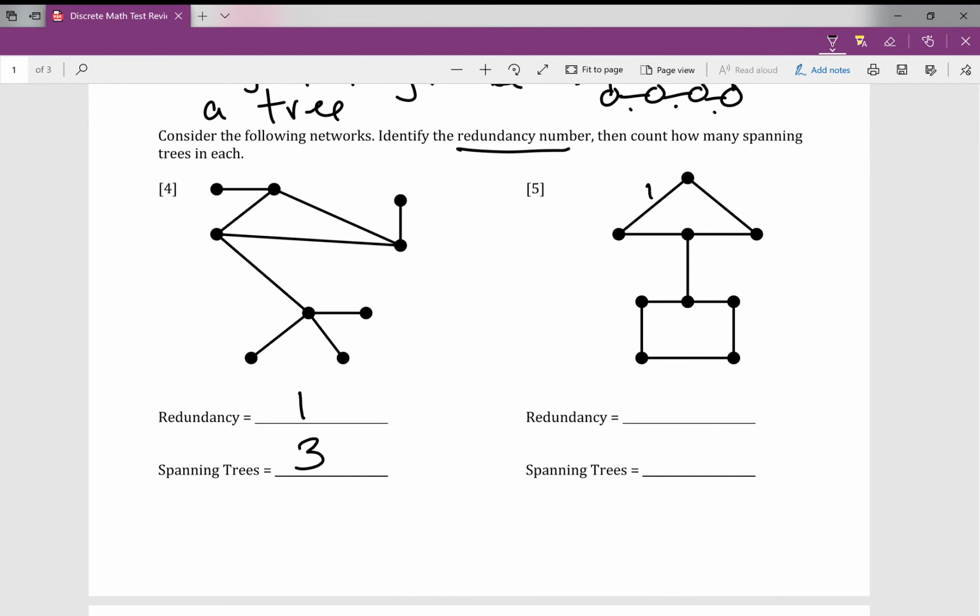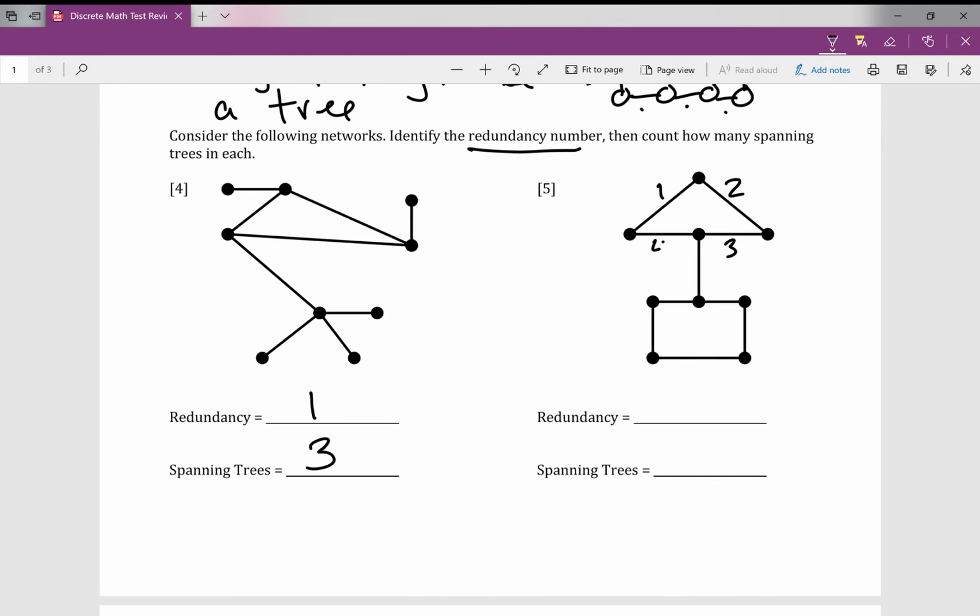Up here we have 1, 2, 3, 4 edges in that first circuit, and 1, 2, 3, 4, 5 edges in the second circuit. So 4 times 5 gives us 20 spanning trees. And I have to take 1 edge away from each circuit, so the redundancy is 2. I have 2 extra edges.